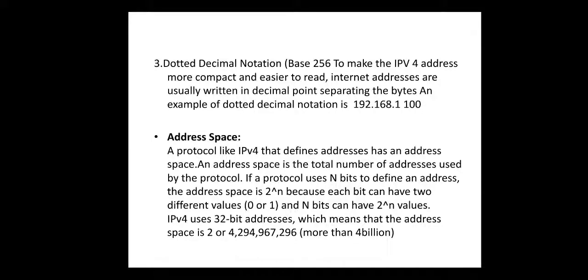Next is dotted decimal notation. Dotted decimal notation has base 256 to make IPv4 addresses more compact and easier to read, which is very easy to read for the user. Internet addresses are usually written in decimal, separated by dots. The bytes are divided into 4 parts. This is dotted decimal: 192.168.1.100. The dots are missing here.